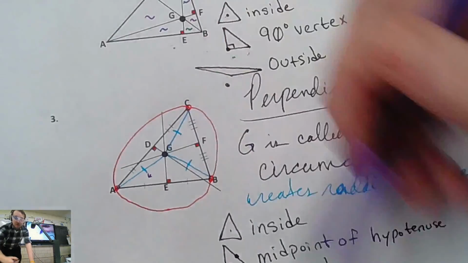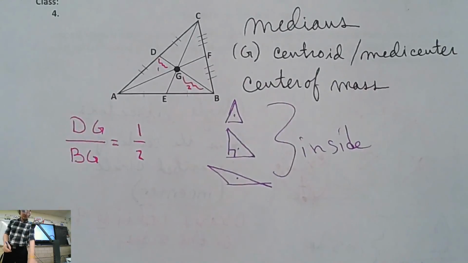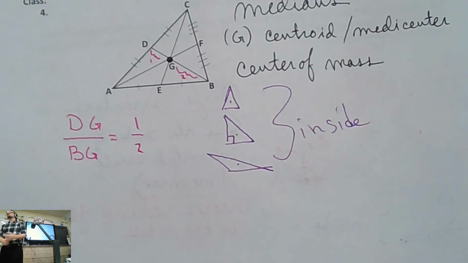This would be 6 as well, right? So things like that is what we'll talk about. Don't forget that the centroid divides it up into 2-to-1 ratio. That's the tricky one that you got to watch out for.